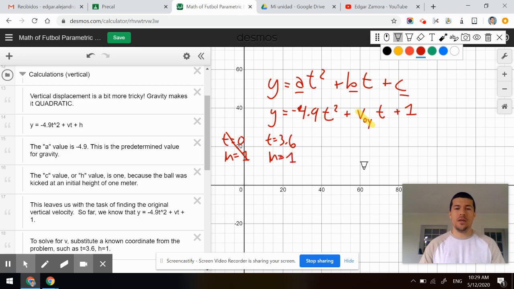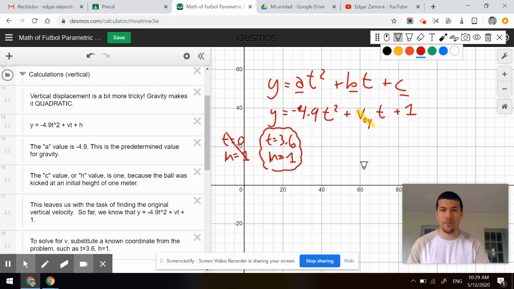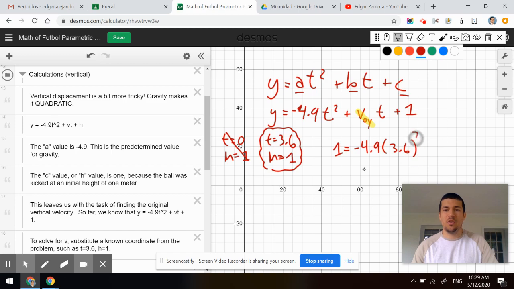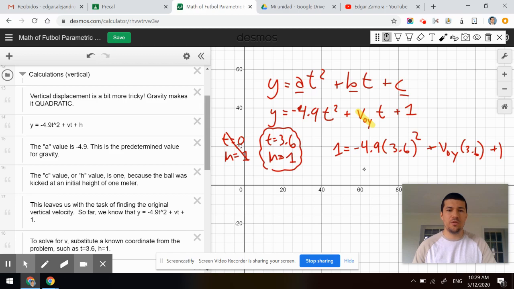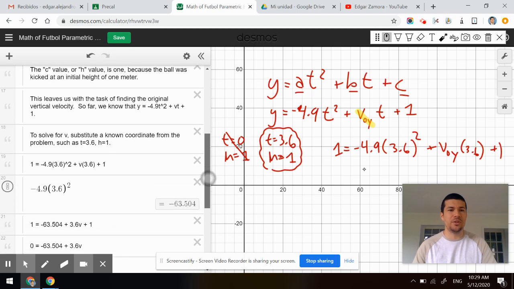All right. So I am actually going to use this ordered pair for the vertical direction to solve for my initial velocity. So let's substitute my height, which is y. We're going to say 1 meter is equal to negative 4.9 meters times 3.6 quantity squared plus the initial velocity y times 3.6 seconds added to 1. And I'm not going to spend too much time showing the algebra right there because I have it right here in your Desmos notes.